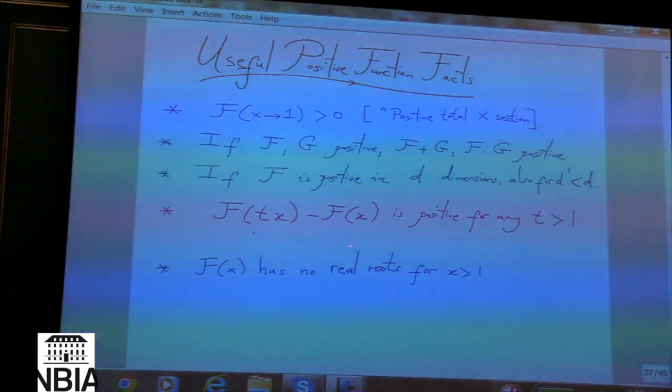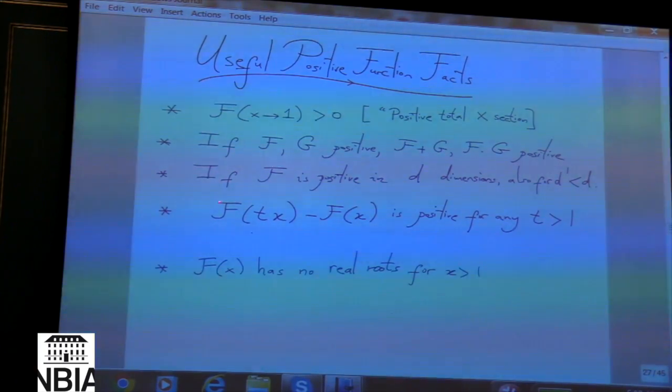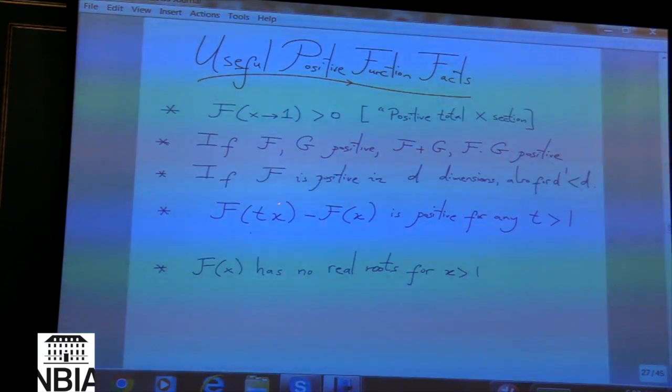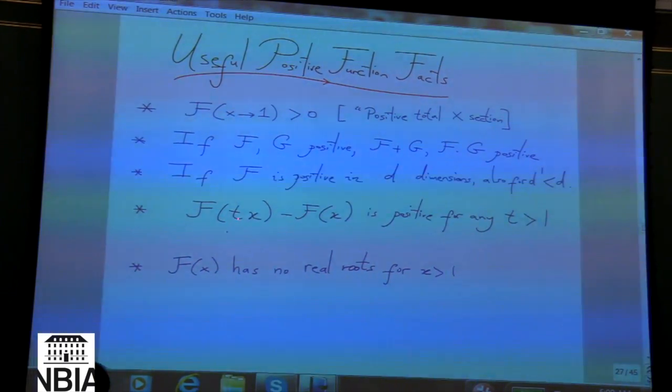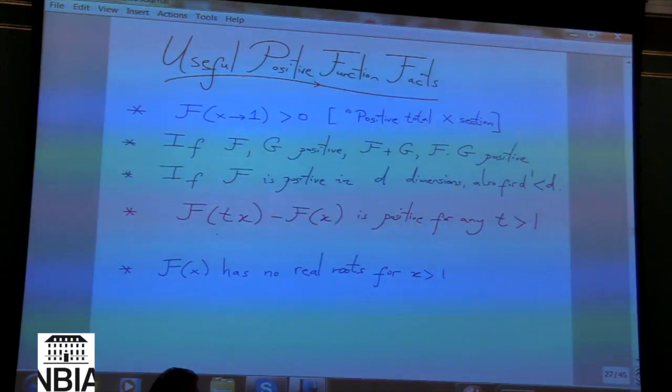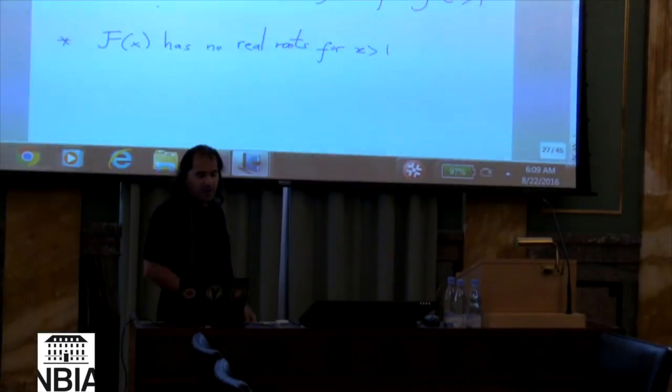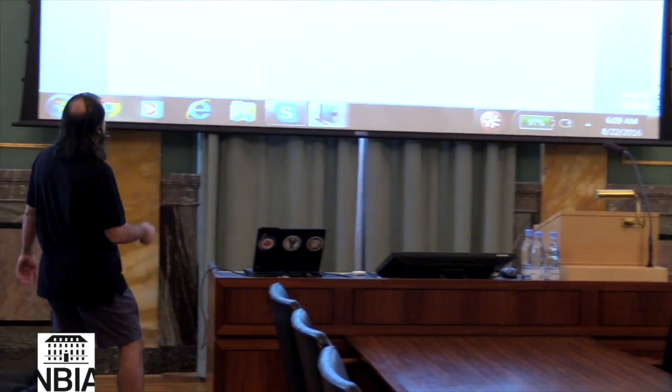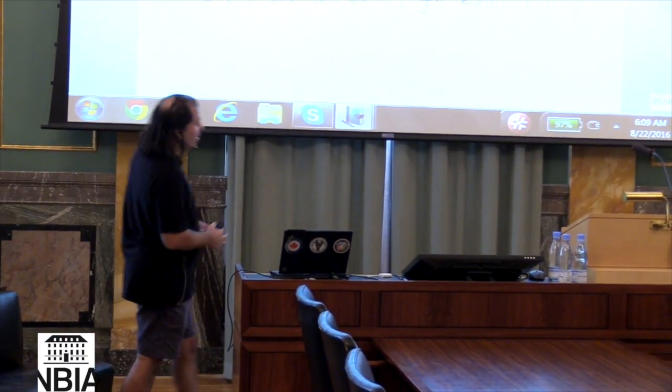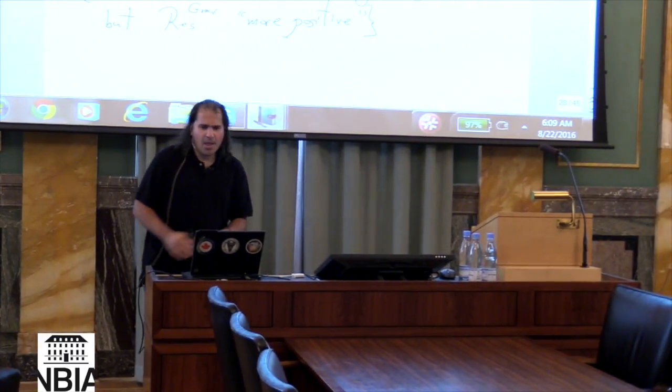The most interesting one, which I don't have a conceptual understanding for, even though the technical understanding is trivial, is that if you rescale a positive function, it becomes more positive, in the sense that f of tx minus f of x is positive for any t bigger than 1. And that has many, many interesting consequences, but one of them is that f of x doesn't have any real roots for x bigger than 1.